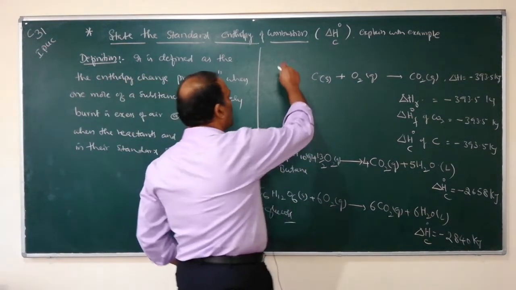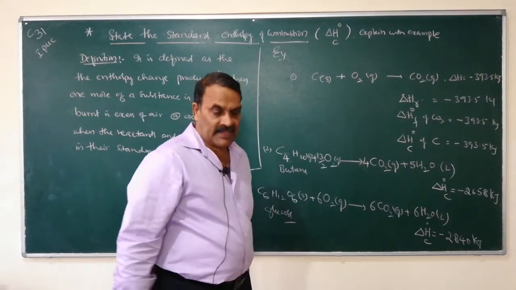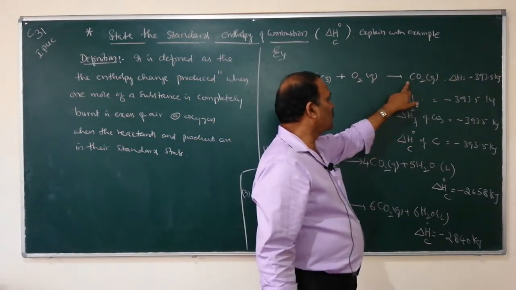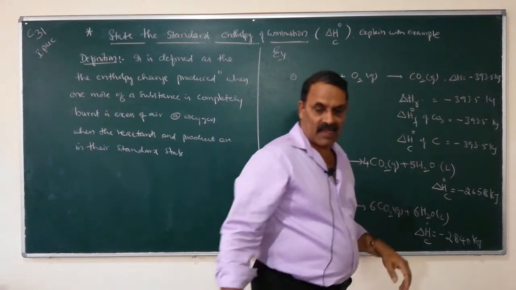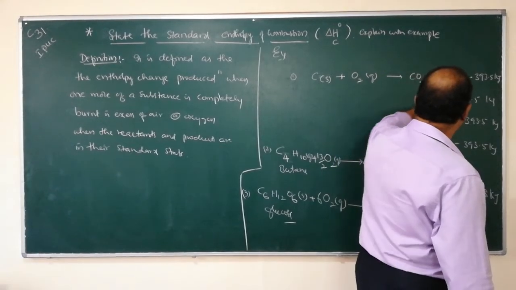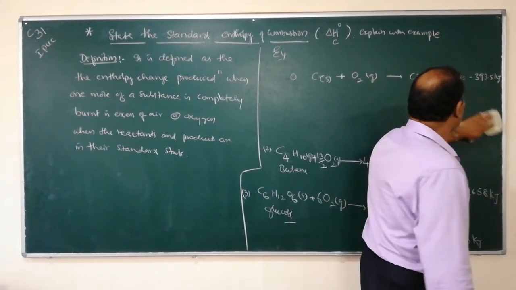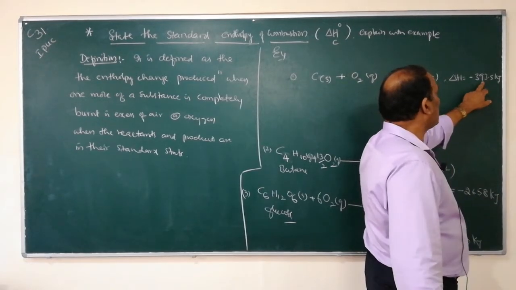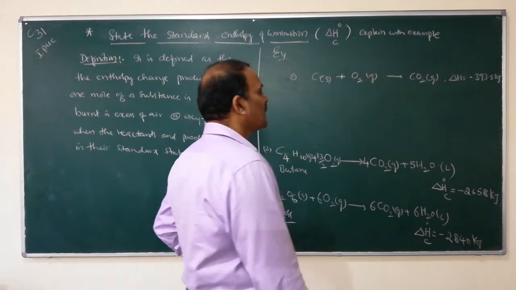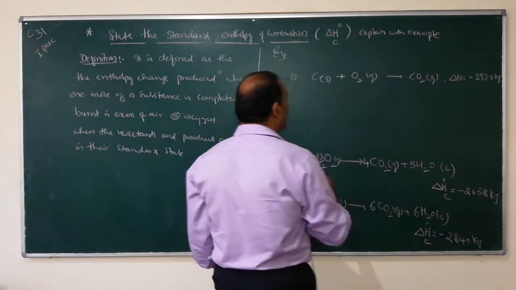So example, C solid plus O2 gas gives CO2 gas. Delta H equals minus 393.5 kilojoules. So how to read this one?